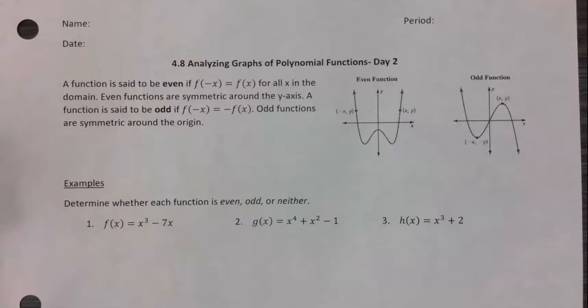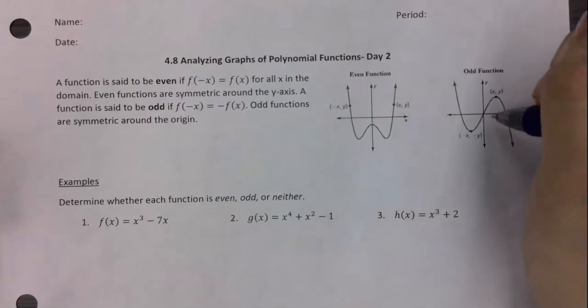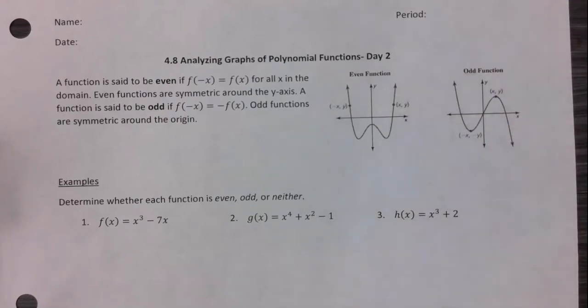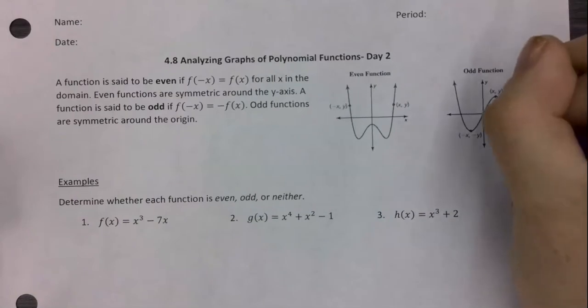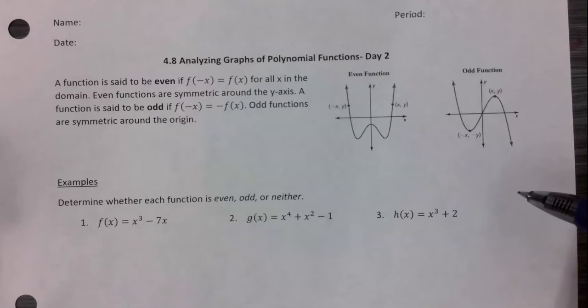Today we're still analyzing polynomial graphs, and what we are specifically looking at is whether the graphs are even or odd. What it means to be even is I can fold it straight in half down the y-axis, and it'll fold over itself. Odd ones are rotationally symmetrical. If I took the paper and rotated it 180 degrees, the graph would land on itself again.